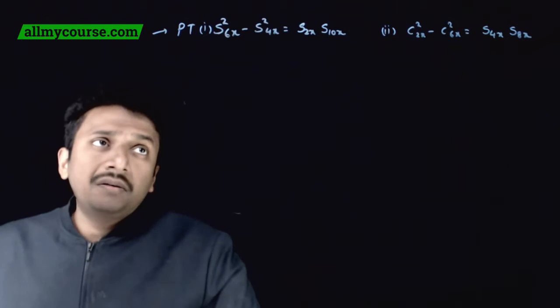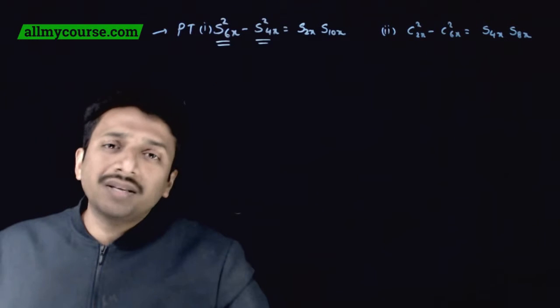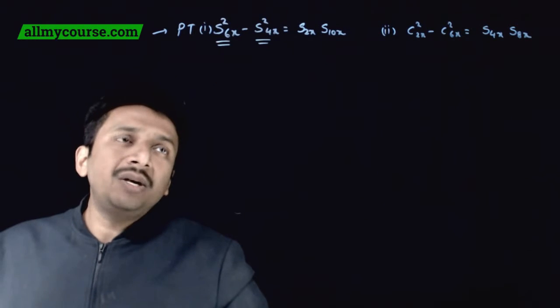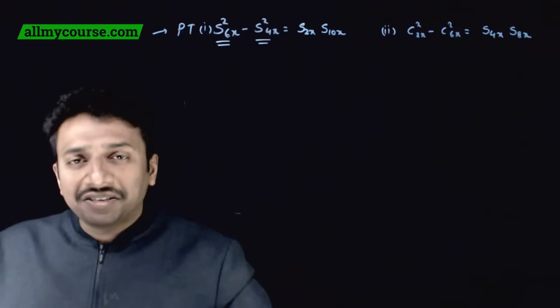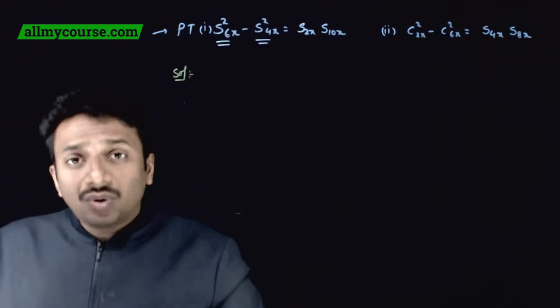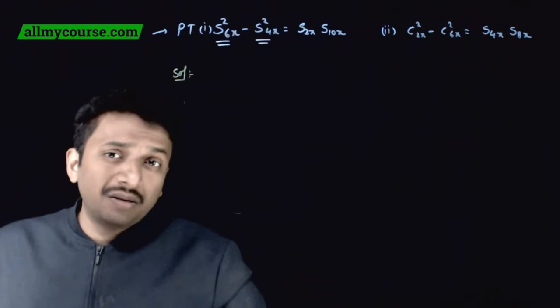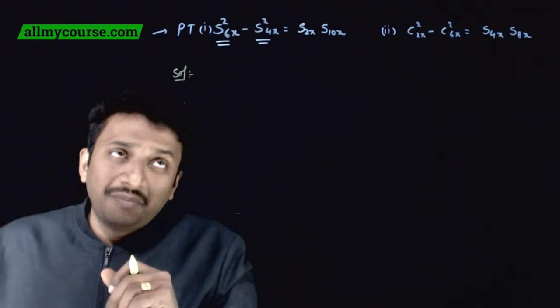So in this question, you're asked to prove that sine square 6x minus sine square 4x is equal to sine 2x into sine 10x. So what is the formula that we're going to use? We're going to use the compound angle formulas, but the advanced compound angle formulas.